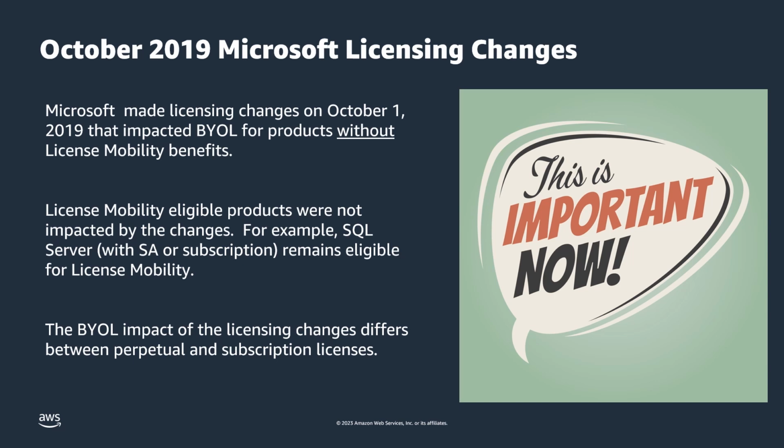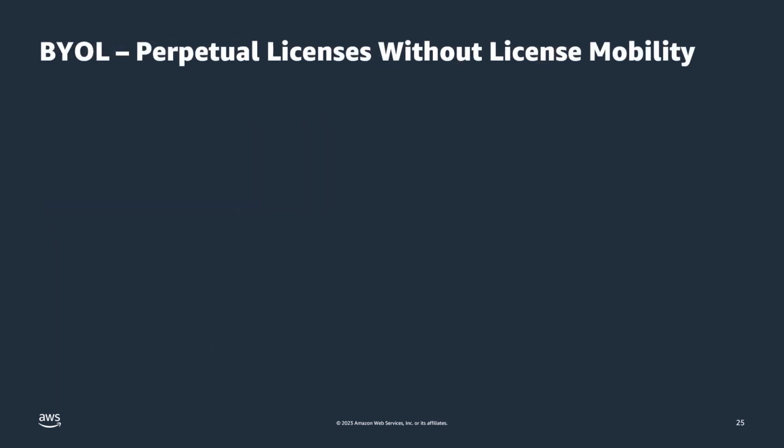So customers that have active software assurance for SQL Server, for example, or under non-CSP subscription are eligible for license mobility, and nothing's changed. So far, everything we've discussed, there have been no changes, but the changes do impact products that don't have license mobility, and that impact is different between perpetual and subscription licenses. A perpetual license is a license a customer owns. They're not renting it, it's theirs to keep.